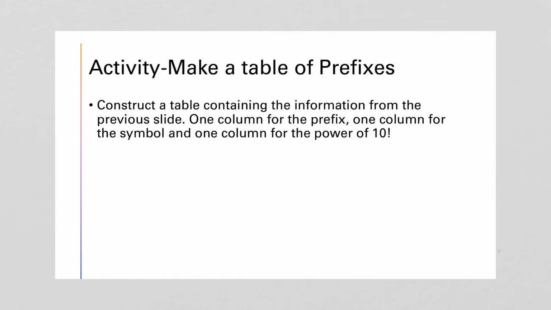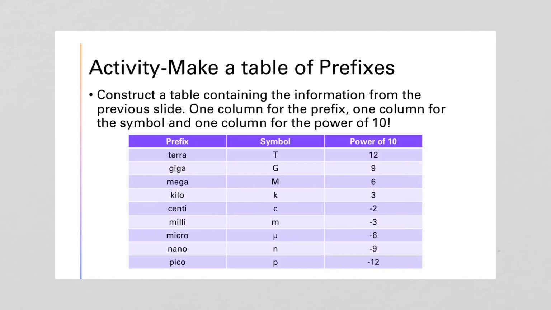Okay, so great job making your table. Let's see if it matches my table. So just as we saw before, we have the prefix tera, symbol capital T, power of 10 is 12, giga, capital G, 9, mega, capital M, 6, and so on and so forth. If your table didn't match up to this exactly, go ahead and take a moment to fix it and make sure that you have the right information.